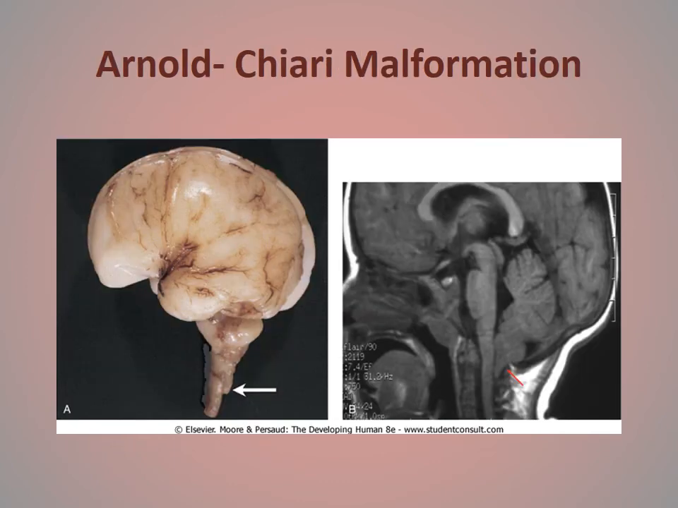This is a diagram of the MRI scan showing you the Arnold-Chiari malformation. In this malformation, there is a herniation of parts of the brain through the foramen magnum, and this is showing you the tongue-like shape of the medulla and the herniation of the cerebellum into the foramen magnum.